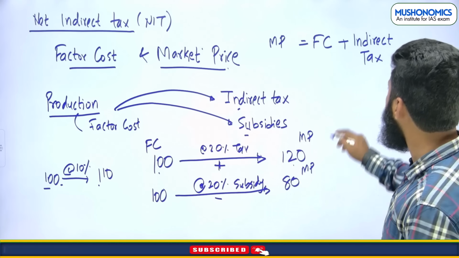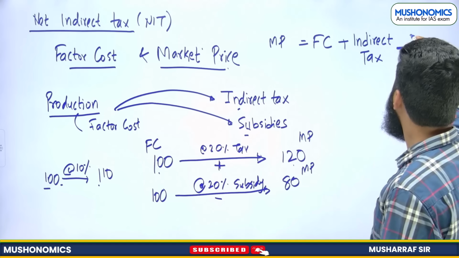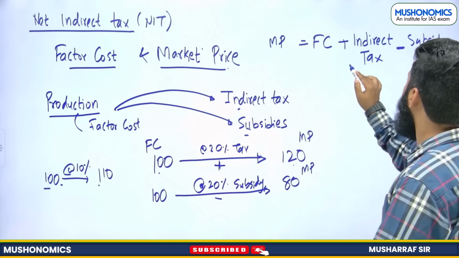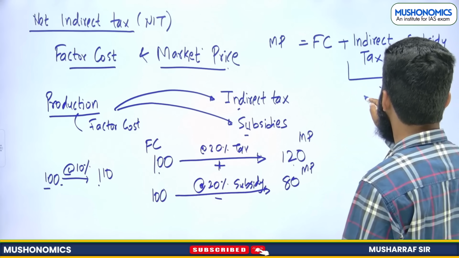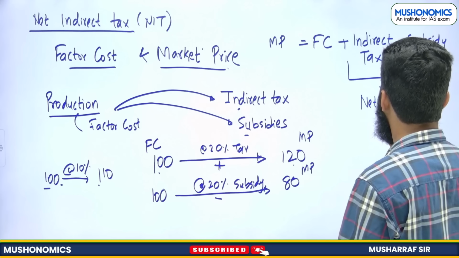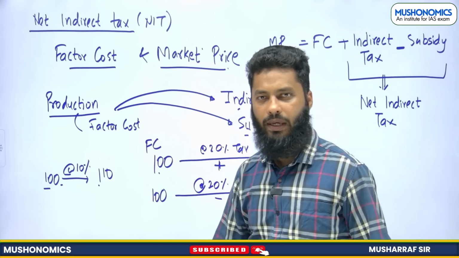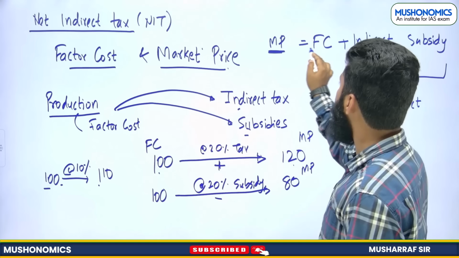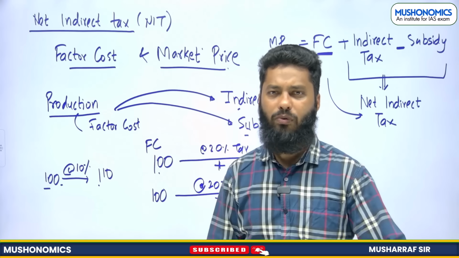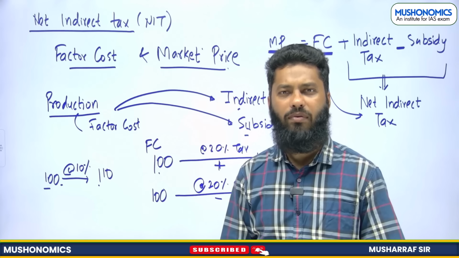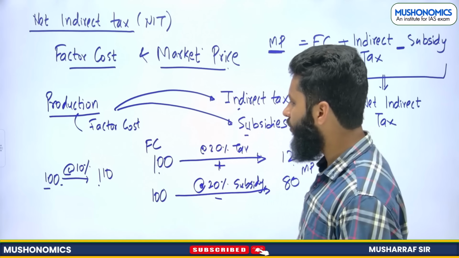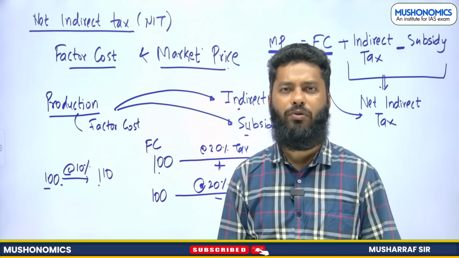So 100 minus 20, that is the subsidy. This term, indirect tax minus subsidy, is known as net indirect tax. So one thing we have understood: market price is equal to factor cost plus net indirect tax. So two variants of GDP we can calculate. Either we can calculate GDP at factor cost, or we can calculate GDP at market price. These are the two concepts related to GDP that we should be aware of.